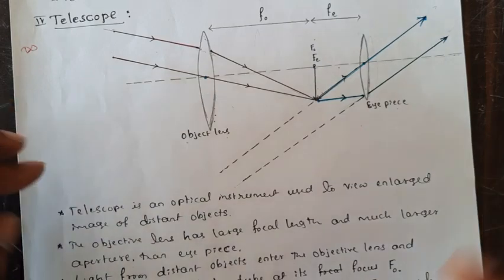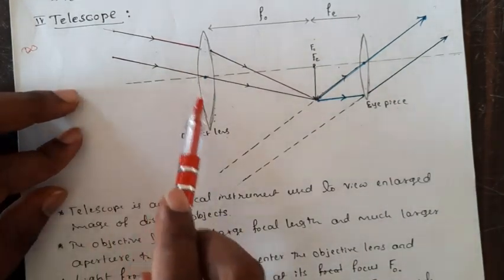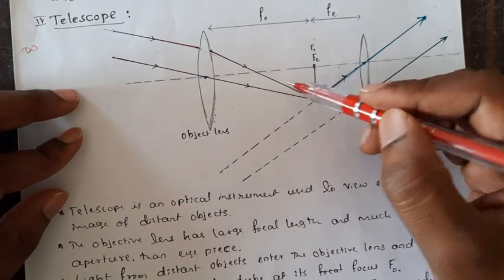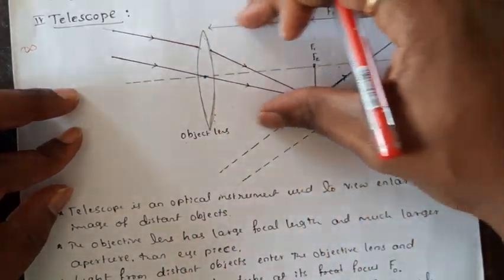Okay, so when the light from the distant object enters the objective lens, an image is formed in the tube. There is a tube.